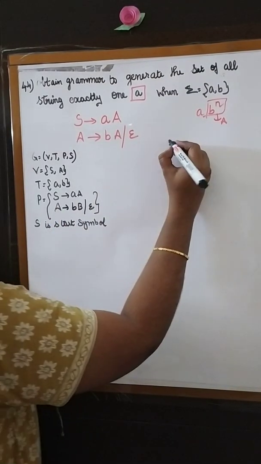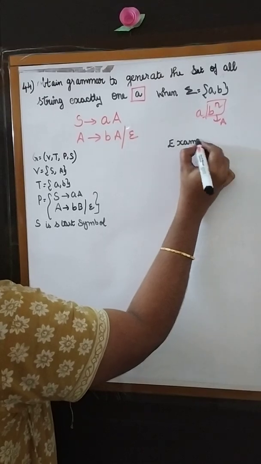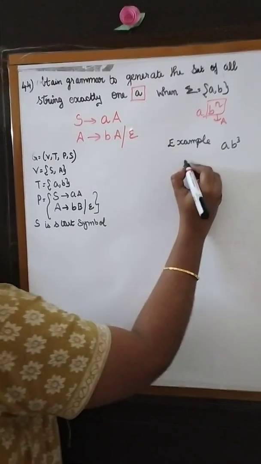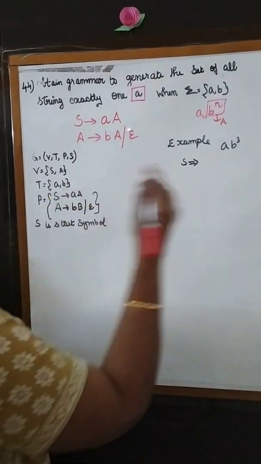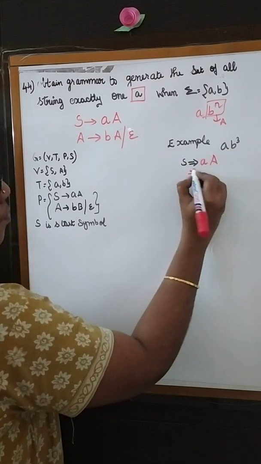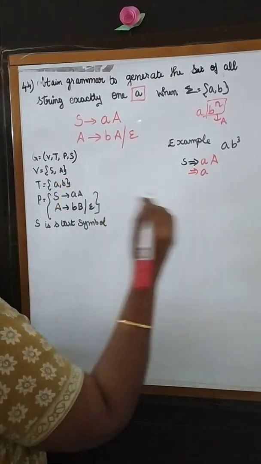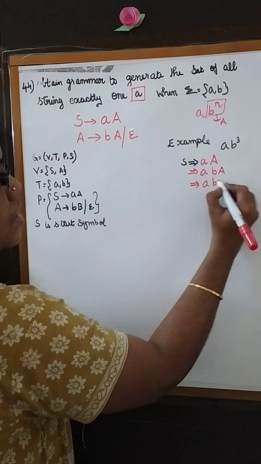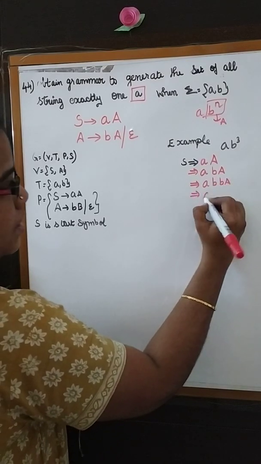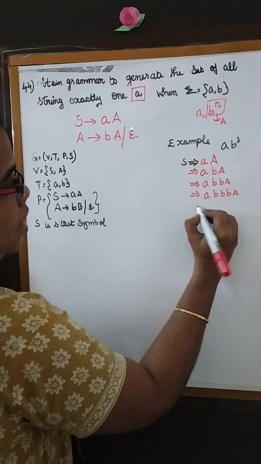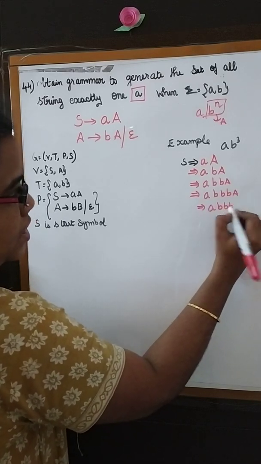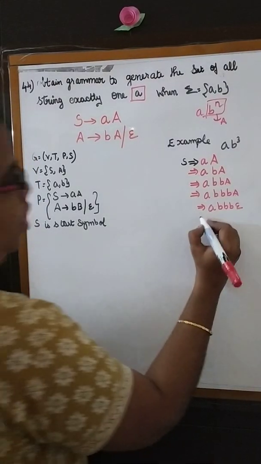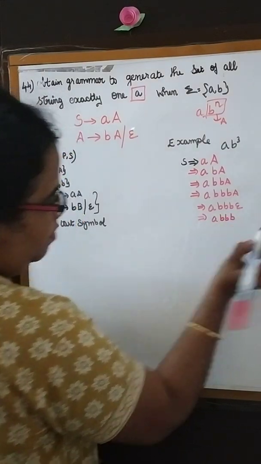So for this example, I need a b cube, that is a b cubed. I am going to start with the start symbol S. So I will have one a and then the capital A. For this capital A, I am going to replace it with small b capital A. So b has come only once, and 2 times b is needed. So 2 times b has come. One more time I am going to substitute this, so this is enough. Instead of this A, I am going to substitute my epsilon. So this will be the example. I will have one a followed by 3 b's.